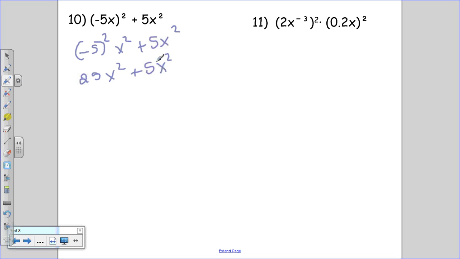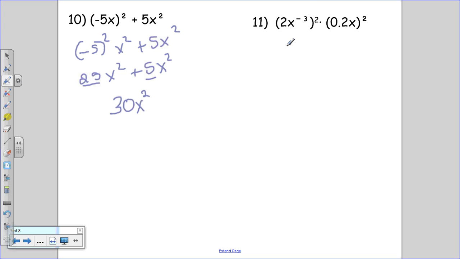It's almost like I got 25 apples sitting over here, and I got 5 apples sitting over here. And if I want to write this simplified, I wouldn't keep them separate. I would say how many I have total. These are called like terms, and I want to stick them together. So 25 and 5 is 30. So what I really have here is 30x squared. So I'm going to combine them by adding.